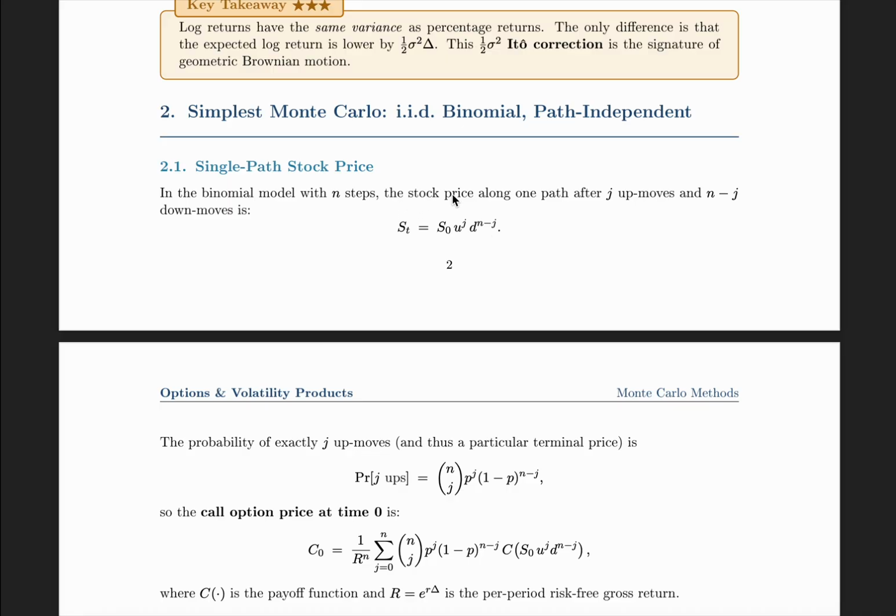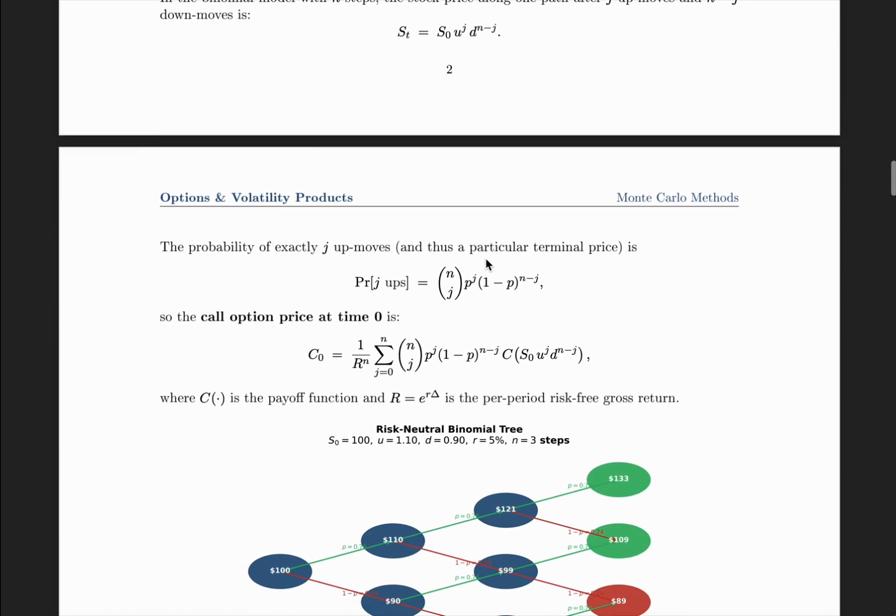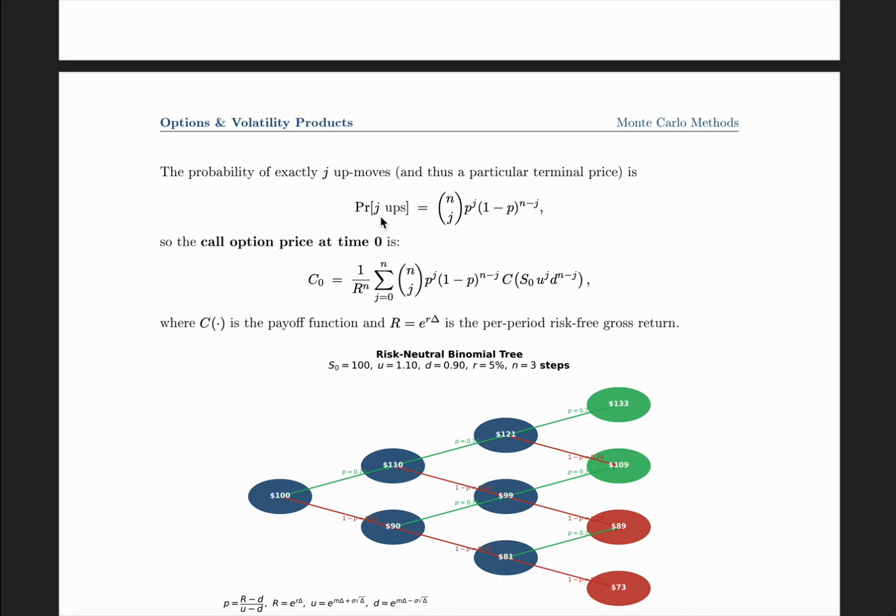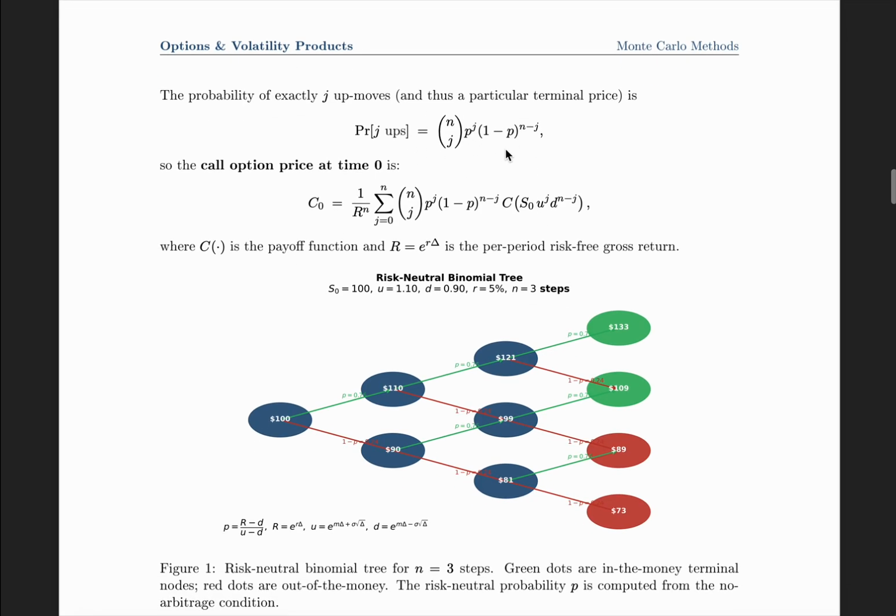Like I said, at each point, the stock can either go up or down, right? Which means that, let's say that over n periods, we have j up moves and n minus j down moves, then this would be our ending stock price. And then how many ways can we get j up moves, right? That would just be computed by this, which you will know from learning statistics.